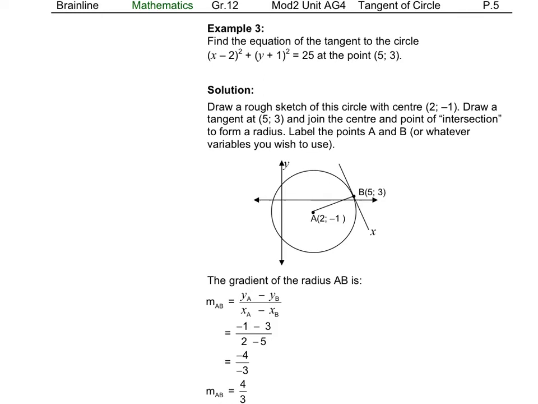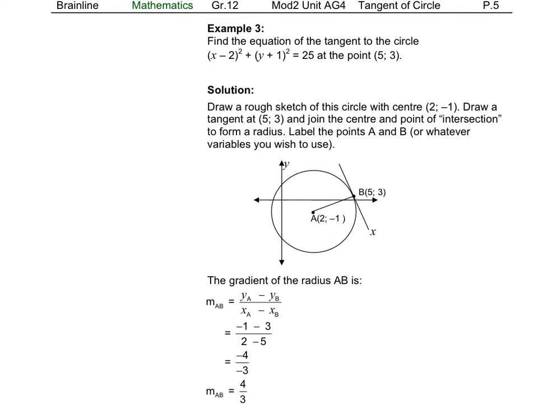If I then draw a rough sketch of this circle, we know that the center will be at A, where x is 2 and y is minus 1. So I use my circle equation. I change the sign of the constant value, a plus 2, and I change the sign here as well for the corresponding y value of minus 1.